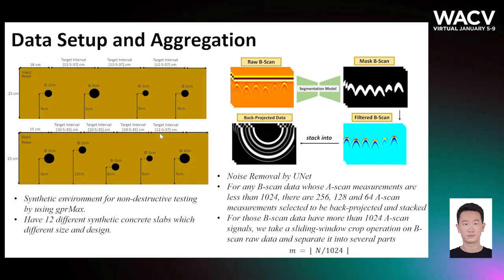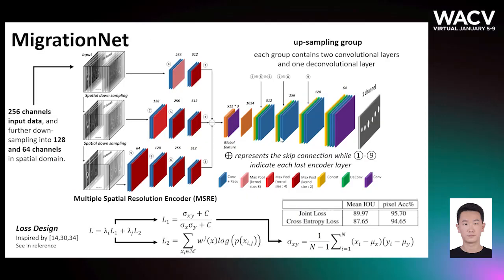Once we get the synthetic B-scan images, we first use a UNet model to filter the noise out from the raw B-scan data, and then stack them into an aggregated 3D backprojected format by using the sliding window crop operation. Then we proposed a DNN-based migration model, MigrationNet, to interpret the aggregated backprojected data.